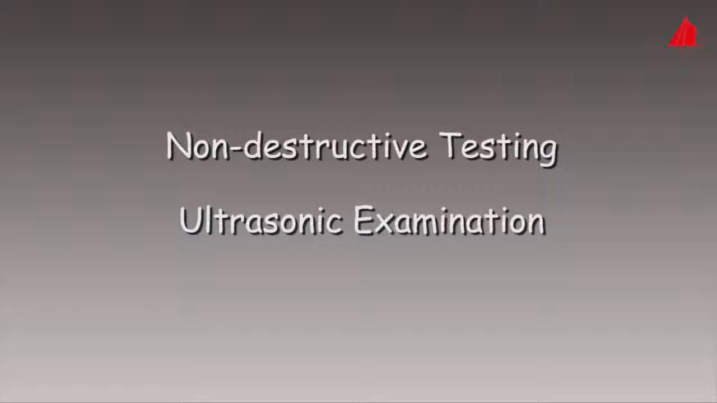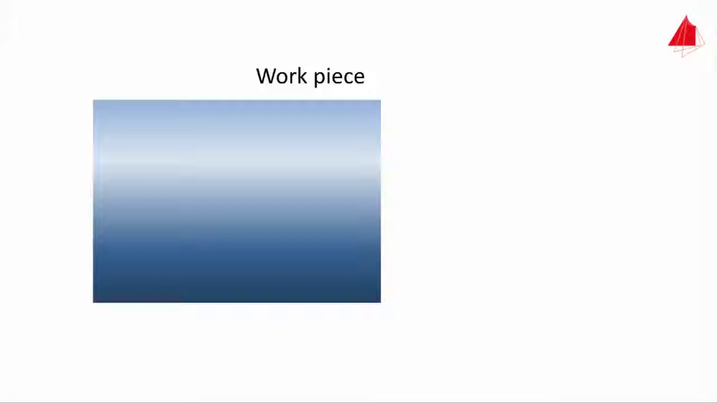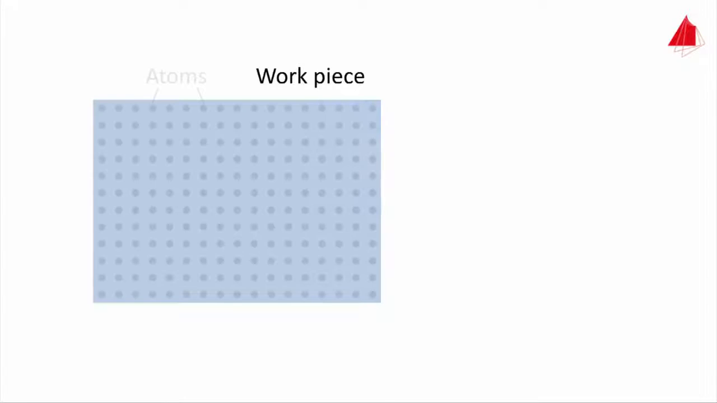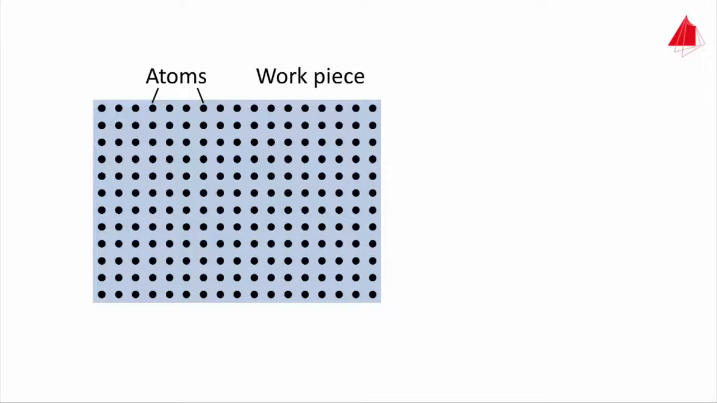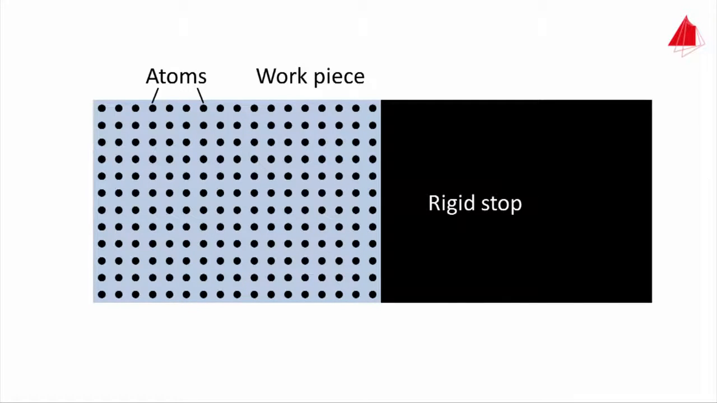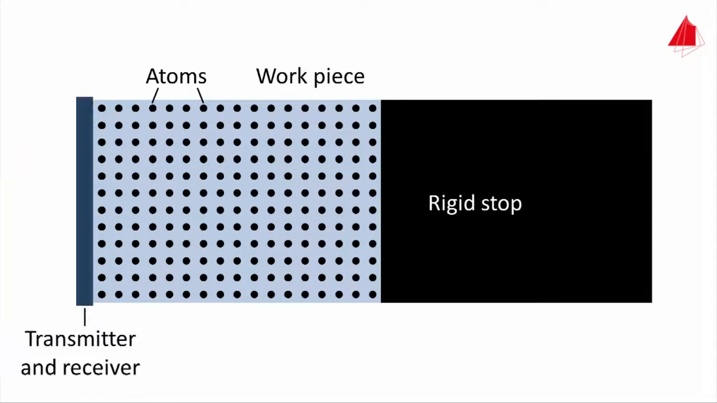Non-destructive testing. Ultrasonic examination. The basic principle of ultrasonic testing of materials is the propagation and reflection of sound waves. As an example, a cylindrical workpiece is shown in the animation. The longitudinal section through the cylinder shows the position of the atoms, extremely magnified and simplified as a single crystal. To begin with, a rigid, unyielding stop is attached to the right front end of the cylinder. At the left front end, a disc is installed. It will be used to transmit and receive sound waves.